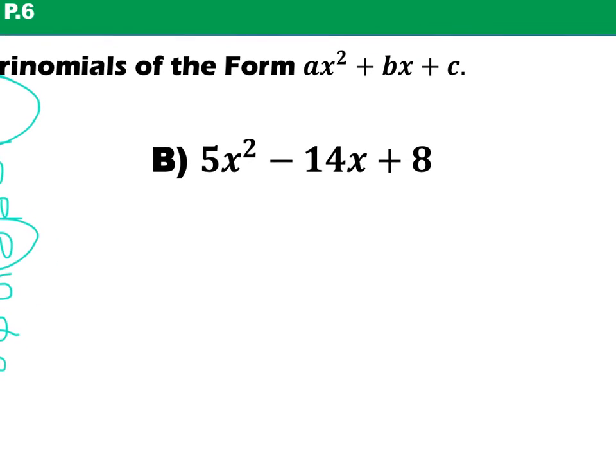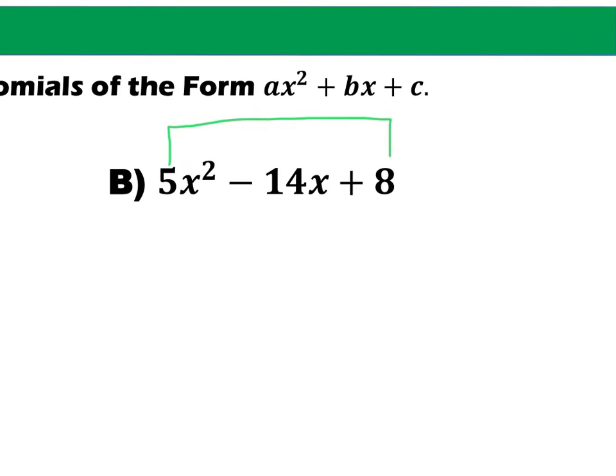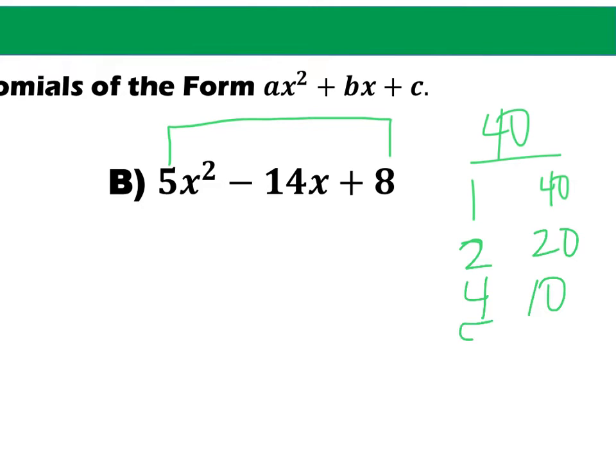Let's look at this. Is A, the number in front, 1? That means I have to do what? A times C. Guys, I'm not going to give you any numbers that are massive because you don't have a calculator. But write out your factors of 40. 1 and 40. 2 and 20. 3? No. 4 and 10. Obviously 5 and 8. And then that's it, right?